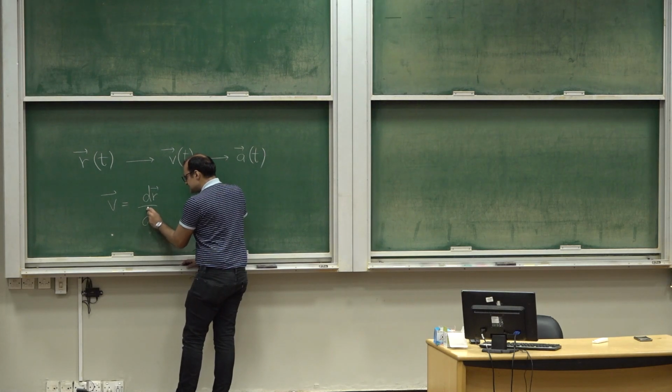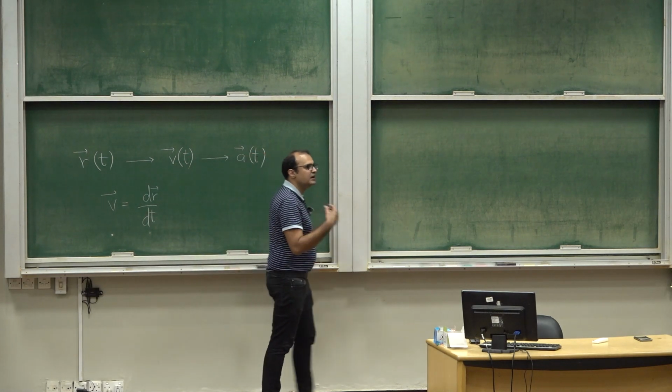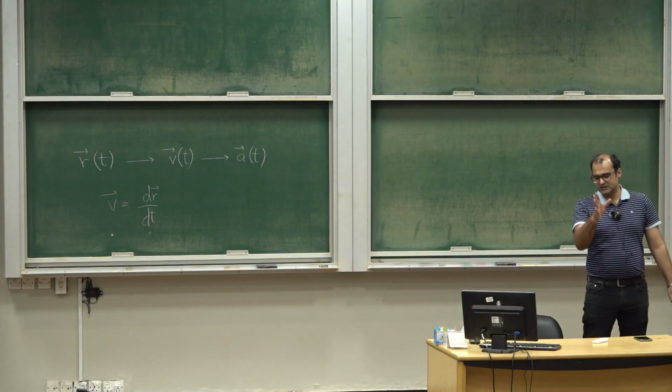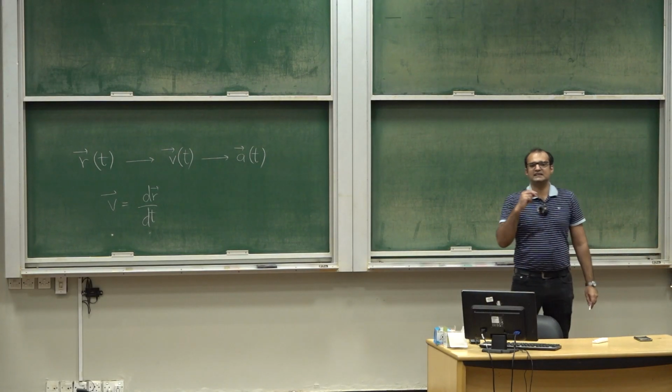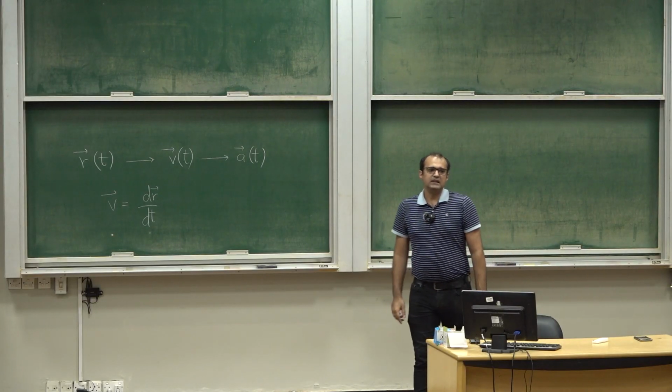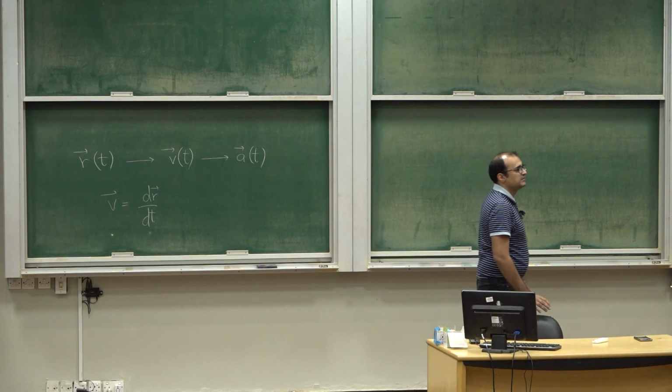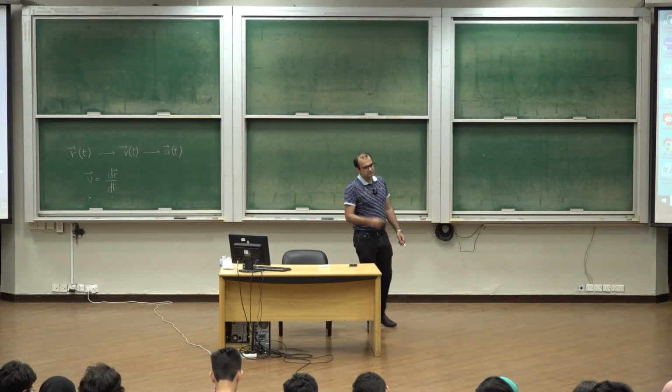What do we mean by this? We mean of course that you consider the position vector at time t, the position vector at time t plus delta t, take the difference, divide that difference, which is a vector, by delta t, and take the limit that delta t approaches 0.